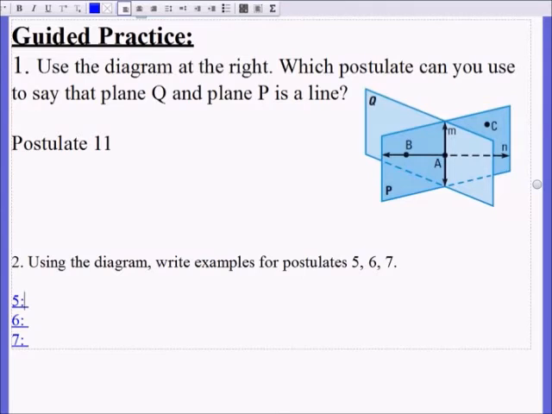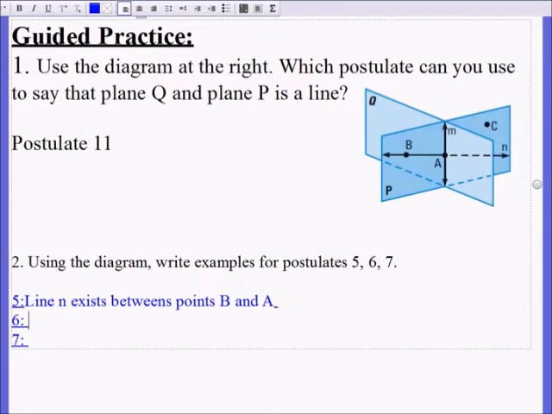So we could say something like line N exists between points B and A. Okay? Line N exists between points B and A. Postulate 6 is the same thing, so just kind of backwards.